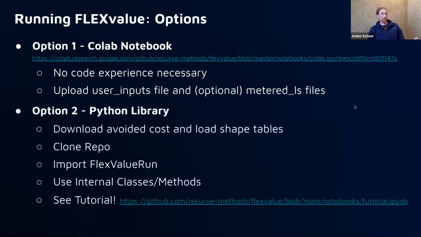Option two, for more advanced users, there's a Python library. Again, it's fully open source. You can download the avoided cost and load shape tables, clone the repo, import FLEXvalue, the class, and then use these classes and methods. And there's a full tutorial that Steve will give you a little breeze through where you can actually see everything that's going on under the hood. And for advanced users, this may be your preferred option.